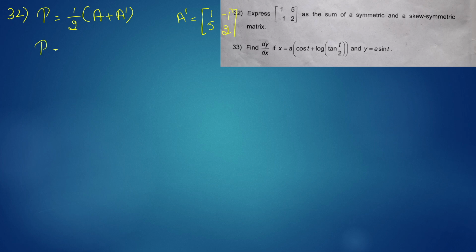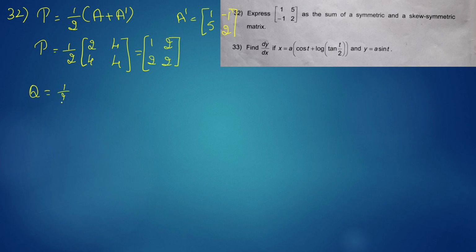If we add A and A transpose, we get A plus A transpose will be 2, 4, 4 and 4. So if we multiply by half, we get 1, 2, 2 and 2. Now let us consider Q as half into A minus A transpose, that is equal to half into, if we subtract those two matrices, we get 0, 6, 6 and 0, which is nothing but 0, 3, 3 and 0.